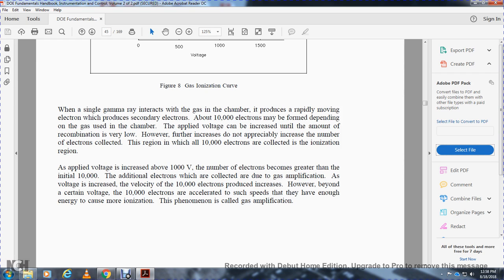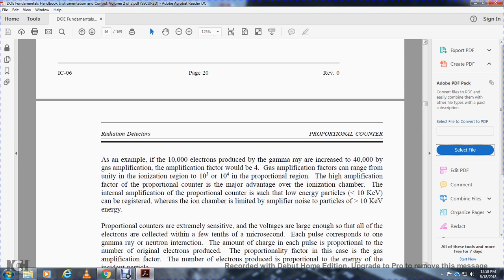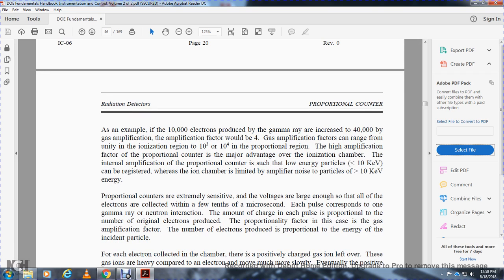As the voltage is increased, the velocity of the 10,000 electrons produced increases. Beyond a certain voltage, the electrons are accelerated to such a speed that they have enough energy to cause more ionization. This phenomenon is called gas amplification. For example, the 10,000 electrons produced by the gamma ray increased to 40,000 by gas amplification would give a gas amplification factor of 4. The gas amplification factor can range from unity in the ionization region to 10 to the 3rd to 10 to the 4th in the proportional region. The higher amplification factor is a major advantage of the proportional counter over the ionization chamber.